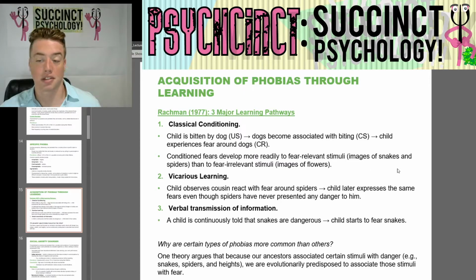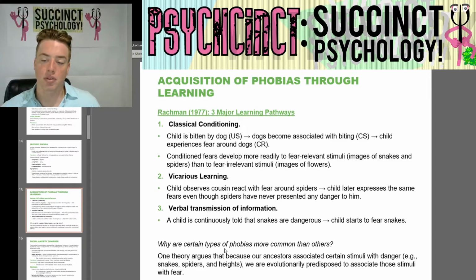Child later expresses these same fears even though spiders have never presented any danger to him. And then there's verbal transmission of information. So a child is continuously told that snakes are dangerous. The child starts to fear snakes.